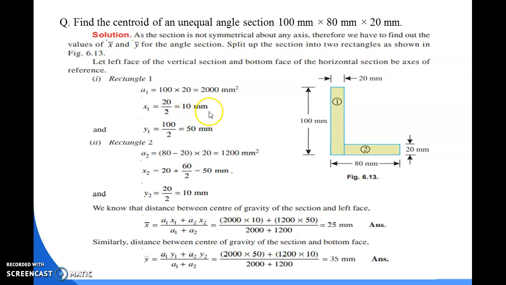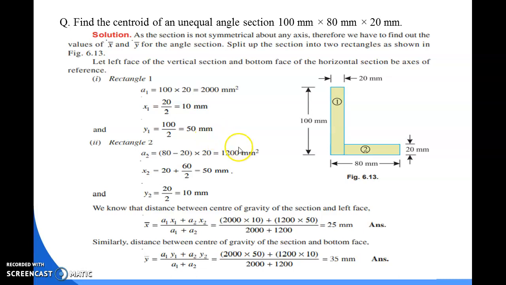Similarly, for the y-axis, the center of gravity along that axis will be y1, which is equal to d by 2. Here the d value is 100. Hence the y1 value is d by 2, that is 100 by 2, which is equal to 50 mm.